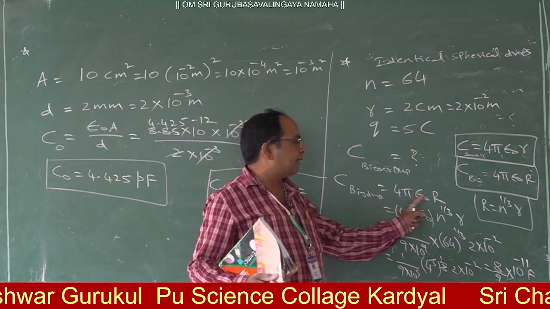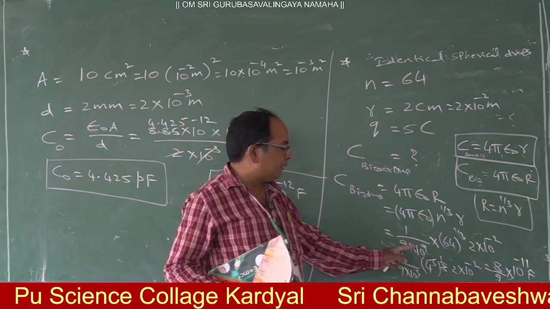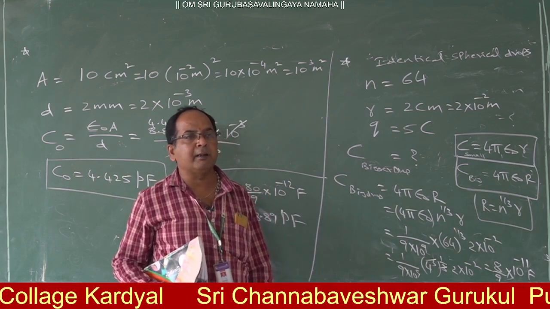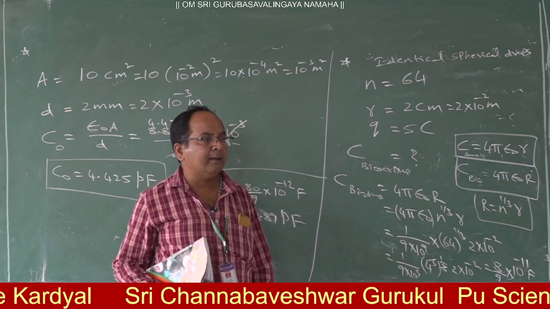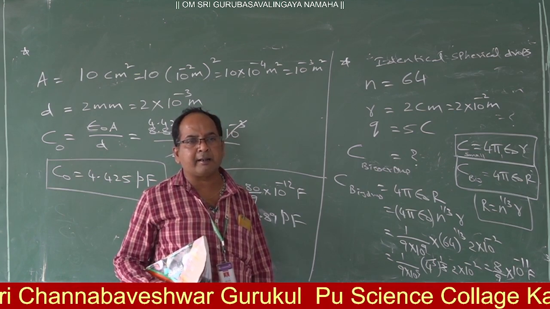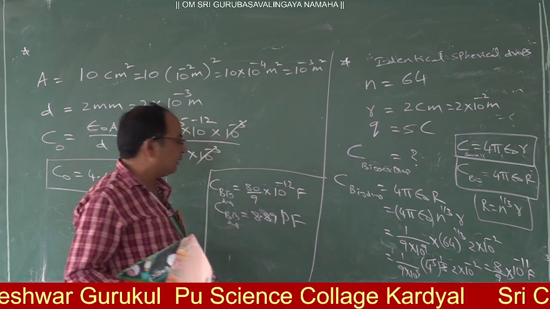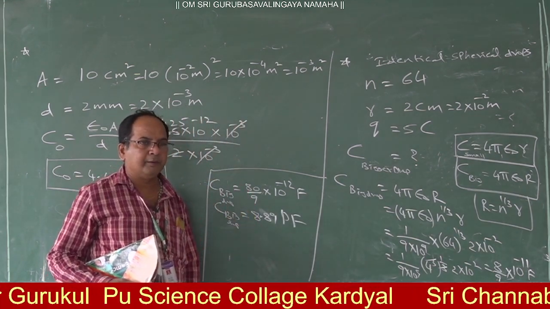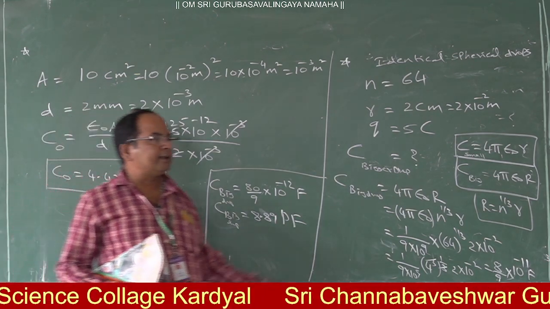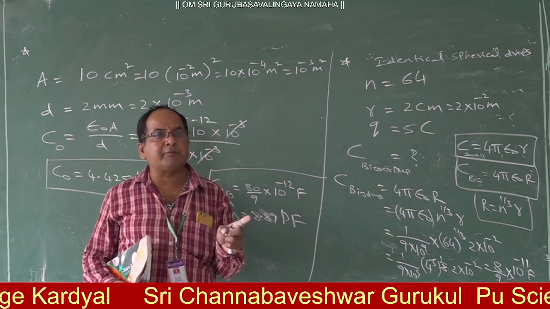4 pi epsilon naught small r. So 1 by 9 into 10 power 9 into 2 into 10 power minus 2. It will become 2 by 9 into 10 power minus 11, meaning 20 by 9 into 10 power minus 12. So 20 by 9 means 2 point something.